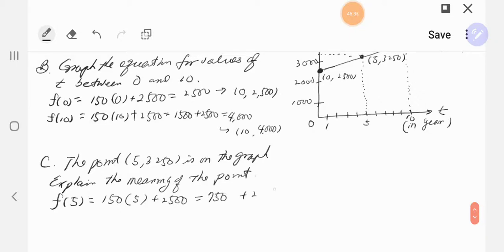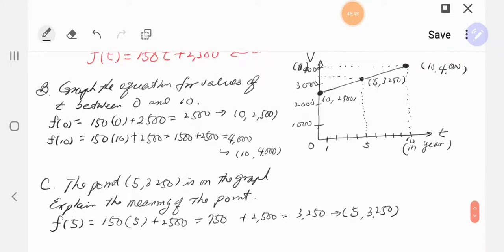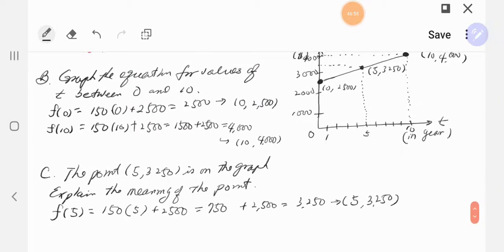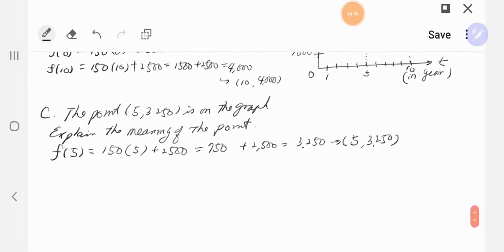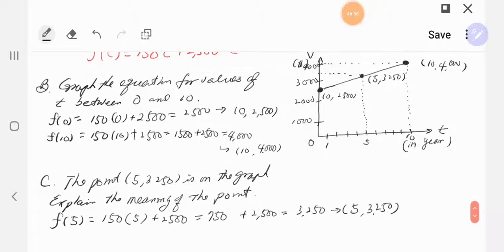750 plus 2,500 is equal to 3,250. Yes, this is correct. So this means when t is 5, y is 3,250. So this point is on the line, right? Then what does this ordered pair mean? Explain the meaning of the point. This means 5 years after you invest 2,500, the value of that investment amount will be 3,250.